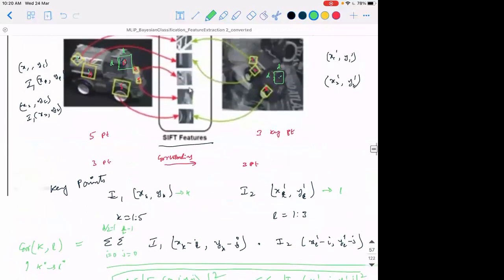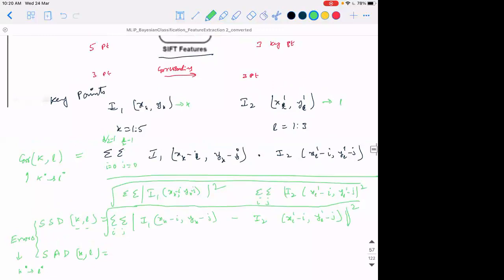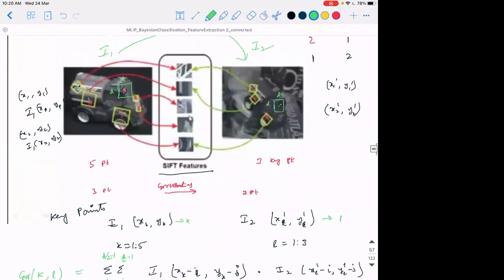Sir, just a small doubt. The reason for considering k equals 1 to 5 and l equals 1 to 3, is it because the patches of those key points are different in both of those images? In this example I have considered 5 key points here and 3 key points here, but not necessarily. It is not based on the size of the patch, but based on how many key points I find.